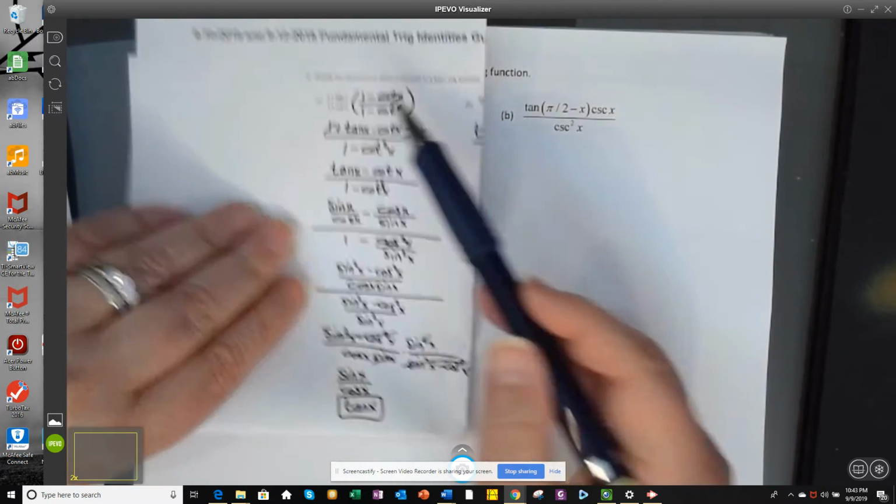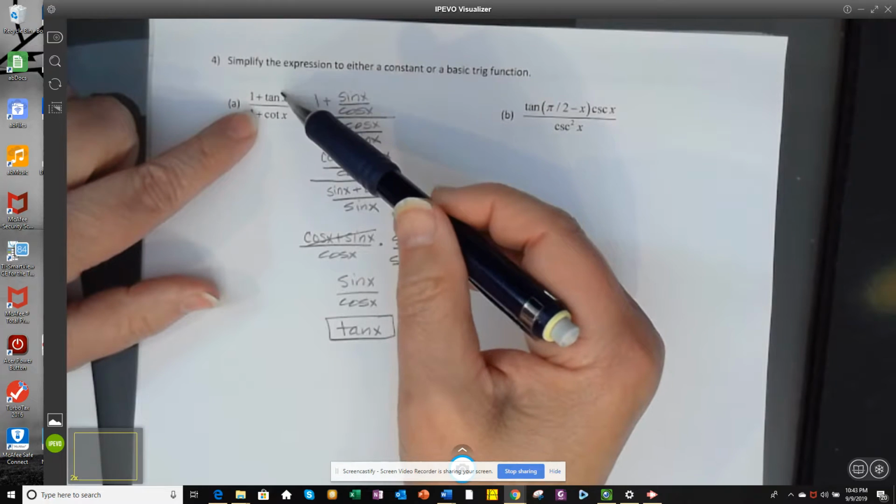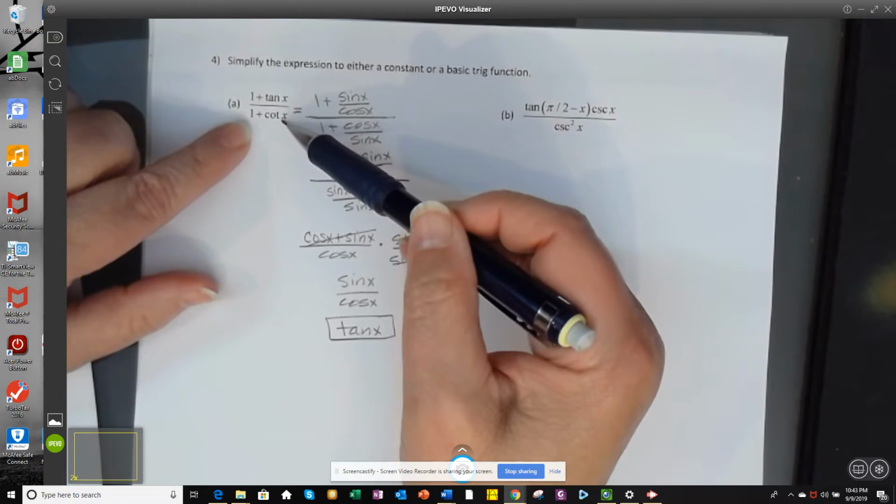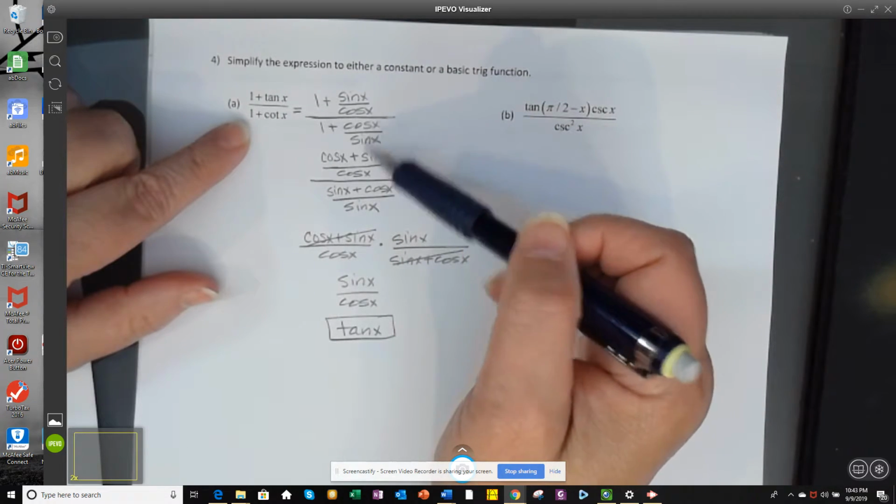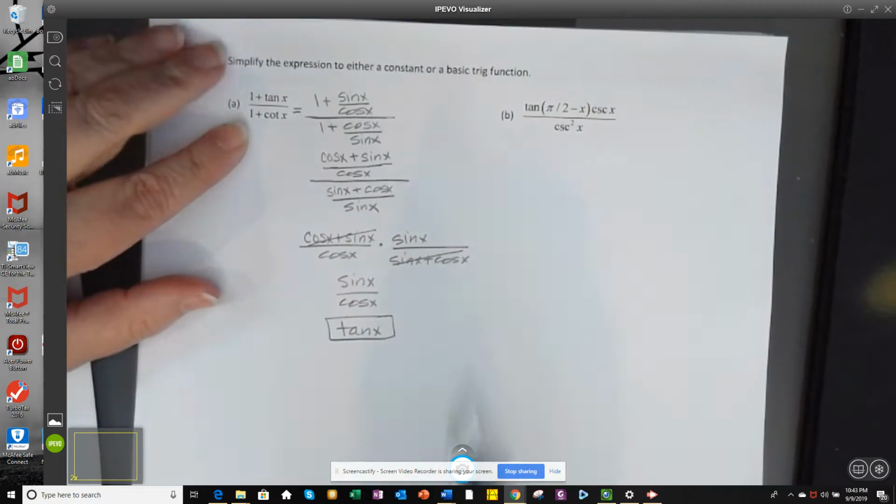So if they're the tangent and the cotangent up here and they're mixed, I usually change things to sines and cosines and it falls out pretty quickly.